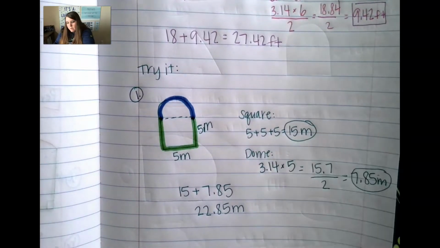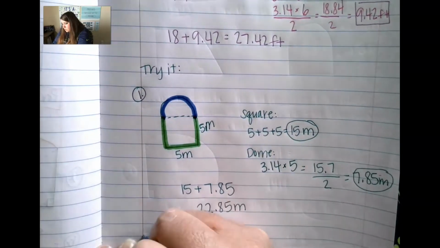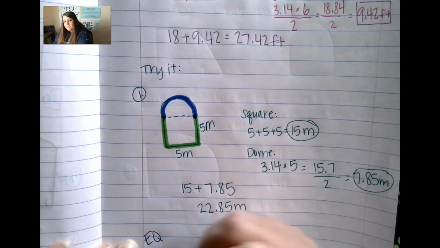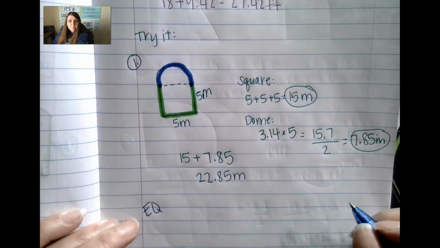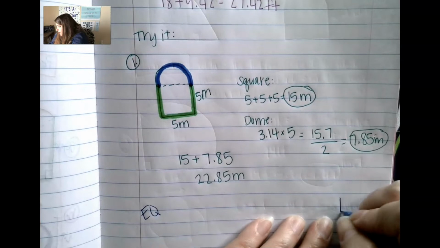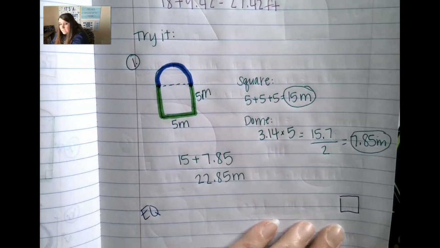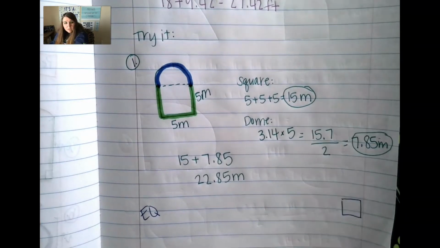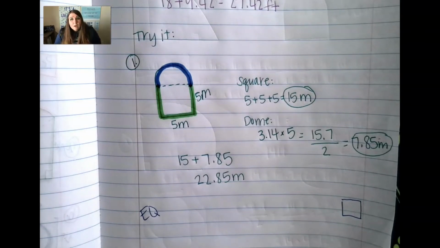Go ahead and rate your answer to your essential question. How do we find the perimeter of composite shapes? And then put your level of understanding out to the side. When you are finished, you may come on back to the Google Meet and ask for help if you need it, or you can go on and do your practice work.